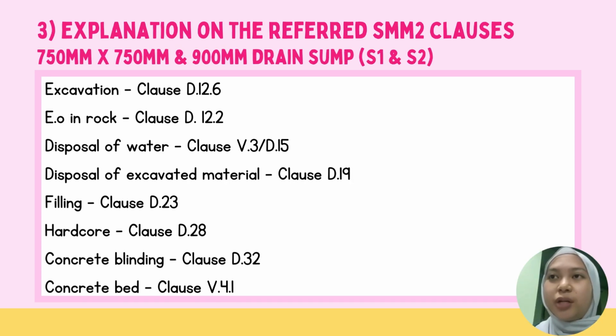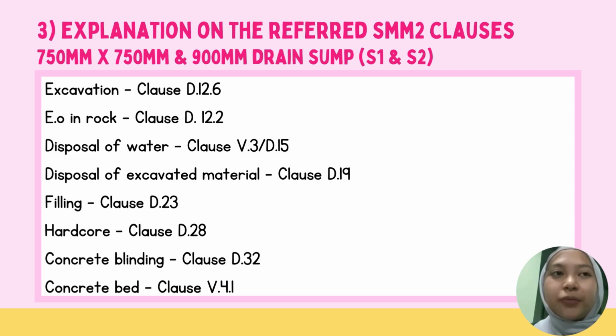Today I will explain the referred SMM2 clauses for Sum 1 and Sum 2, which are the 750 mm and 900 mm drain sums. The first item that we measure is excavation. We refer to clause D12.6, and it is stated in the SMM that excavating pits shall be given in cubic meters. The next item is extra over excavation in rock, which refers to clause D12.2.